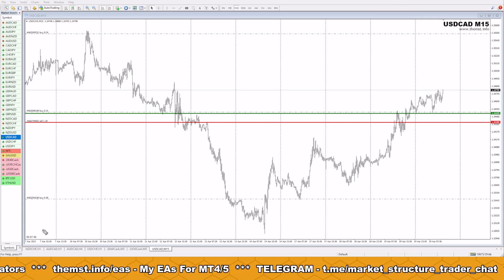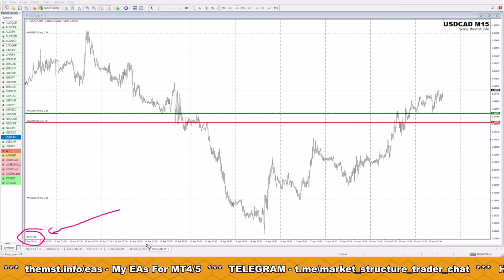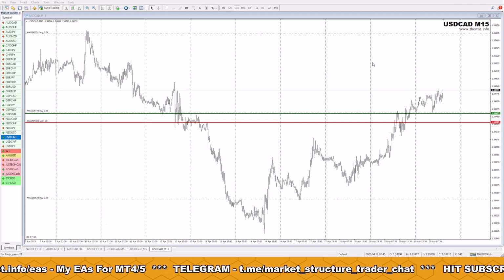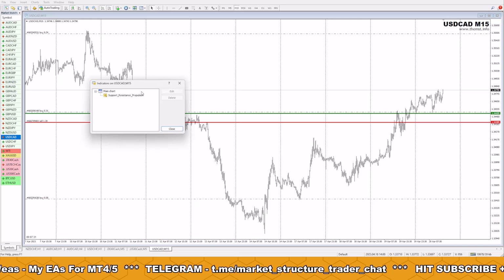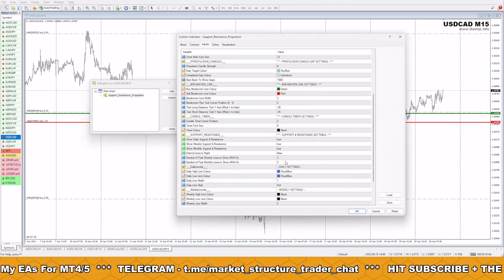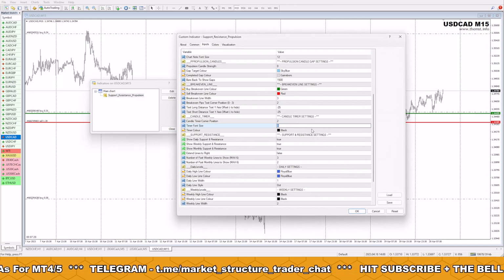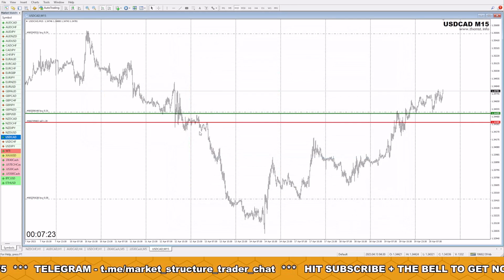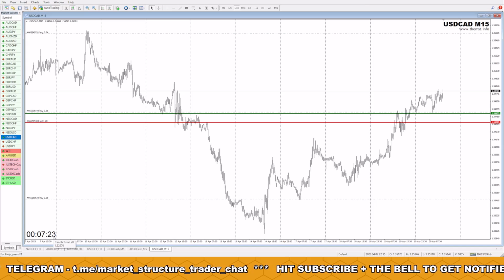Down in the bottom left-hand corner, we've got the candle timer. Very simple. All this does is it counts down how long is left before the next candle closes. I'm just going to make that a little bit bigger so it's easier to see down there. So let's increase the font size to 25, for example. There we go. So you can see there's 7 minutes, 23 seconds left.